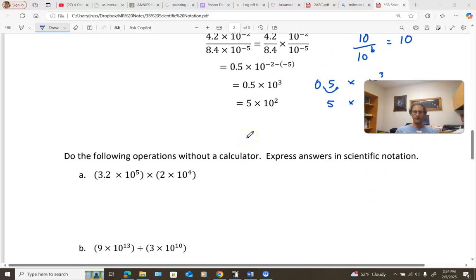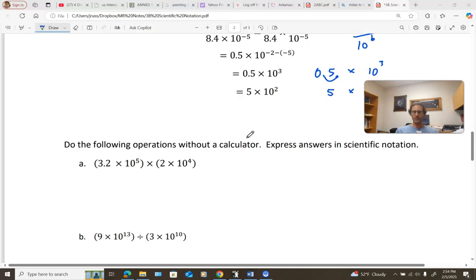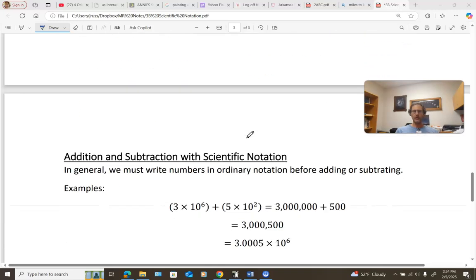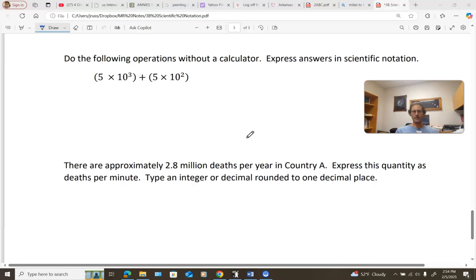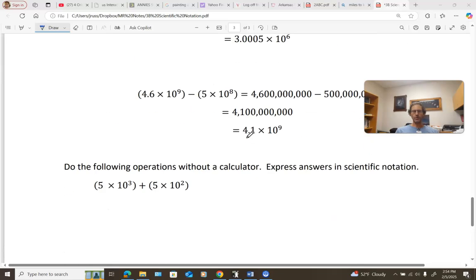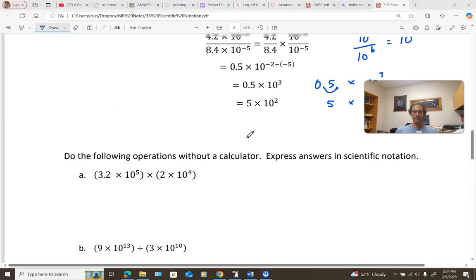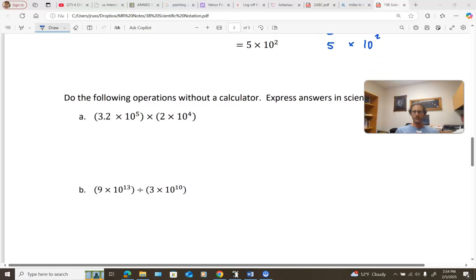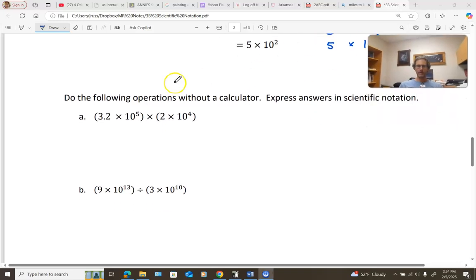All right. So let's do a couple examples of our own, and then we'll look at some addition and subtraction, and then a couple word problems. Okay, so it says do the following operations without a calculator. Express answers in scientific notation. Well, here we are multiplying these two numbers expressed in scientific notation.